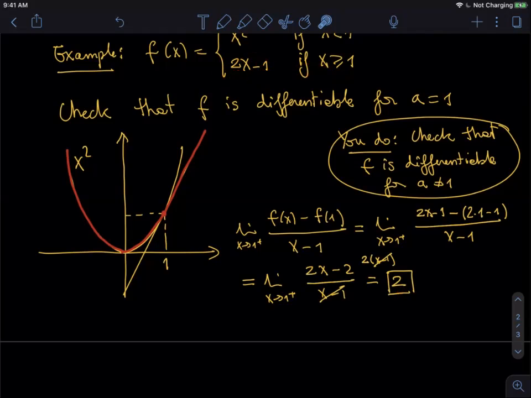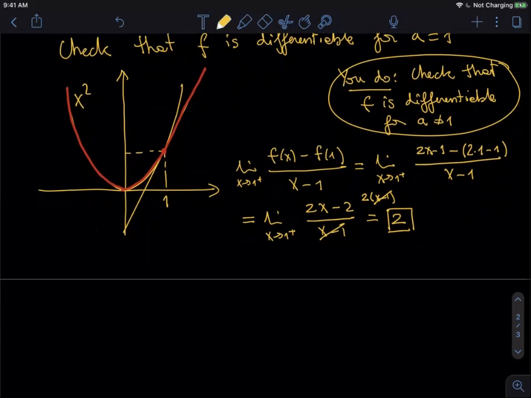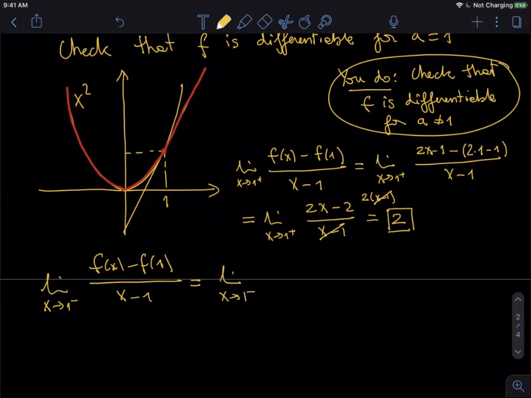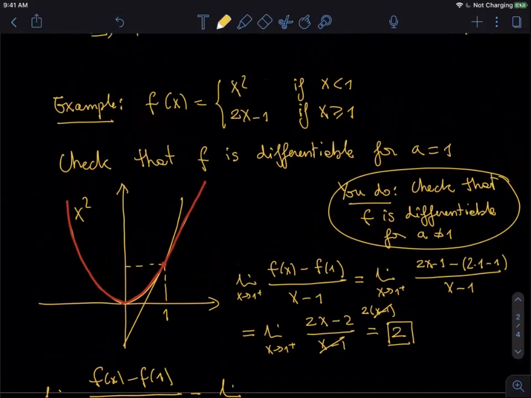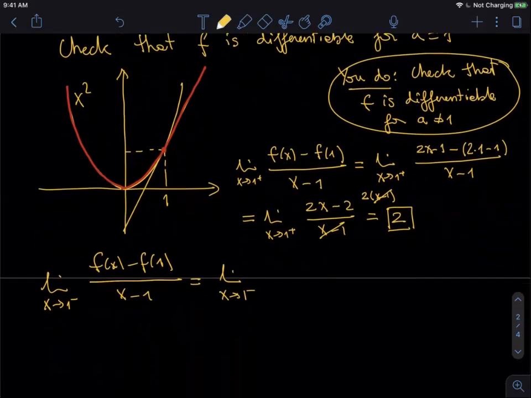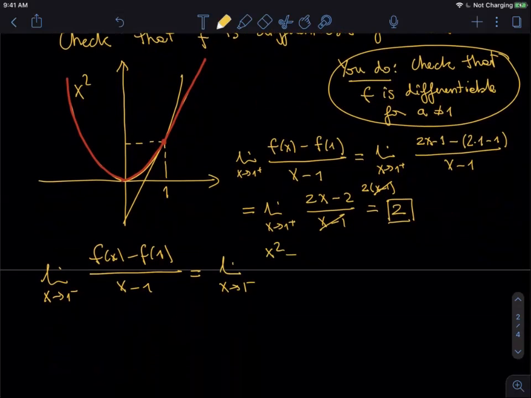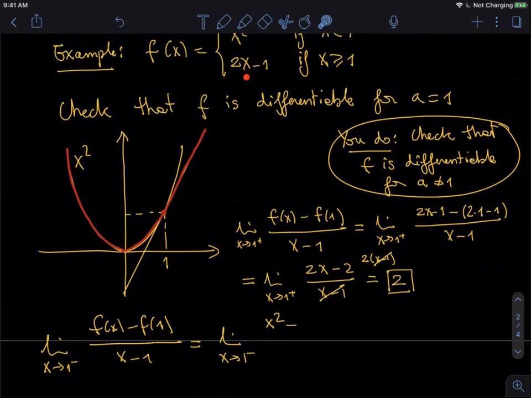So far, so good. Now let's check from the other side. This is the tricky point, right? f of x minus f of 1 divided by x minus 1. So this is the limit as x tends to 1 from the left. Now from the left, the function is x squared, right? So x squared minus f of 1. Remember, at x equal 1, the formula is 2x minus 1, so this is minus 2 times 1 minus 1, divided by x minus 1.